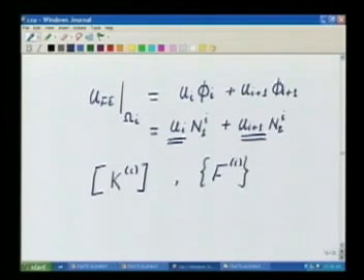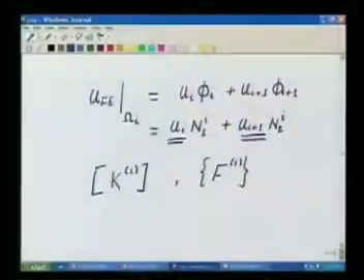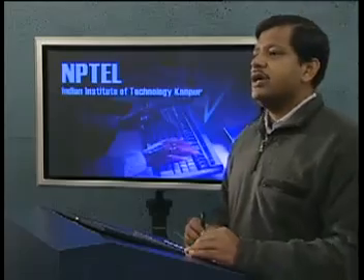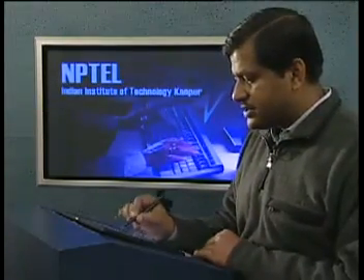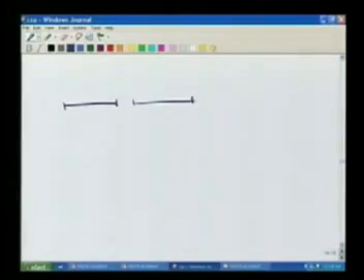So for each element, this matrix will be in terms of the two unknowns ui and ui plus 1, and the Fi will also correspond to this ui and ui plus 1. So for each element I am going to obtain this set of, in this case for example, if I take this problem, two equations or contributions to two equations corresponding to the ui and ui plus 1. So the next job is assembly of these equations.